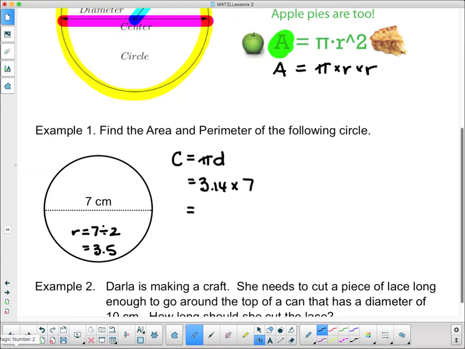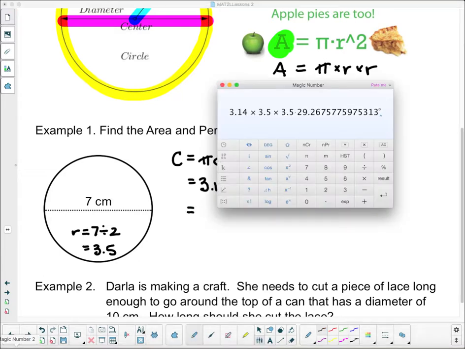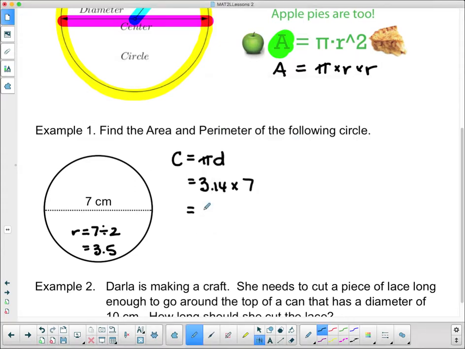So I'm going to pull up my calculator, and we're going to clear that out, and we're going to go 3.14 times 7. And get our answer. So 21.98. 21.98, and that's the distance around the circle. And since this was given in centimeters, we're going to write centimeters after that.